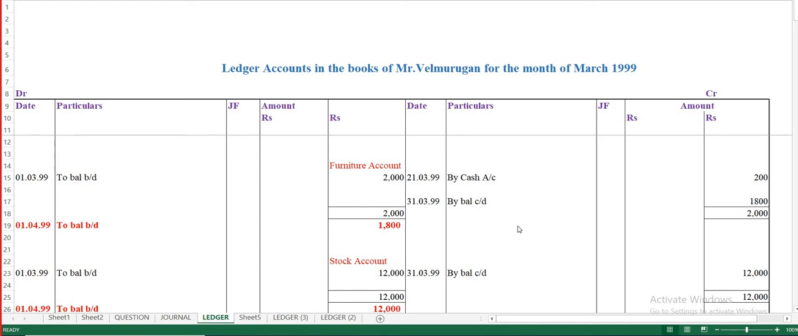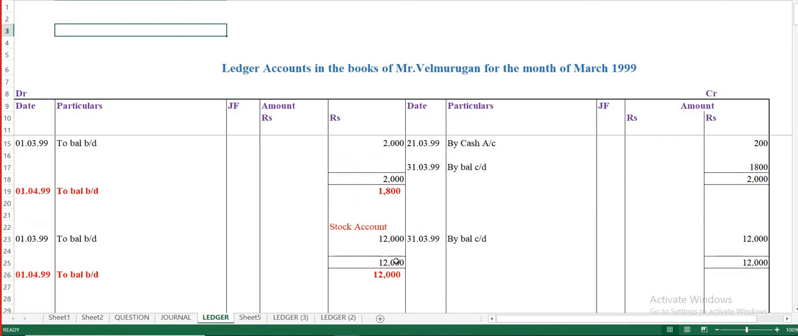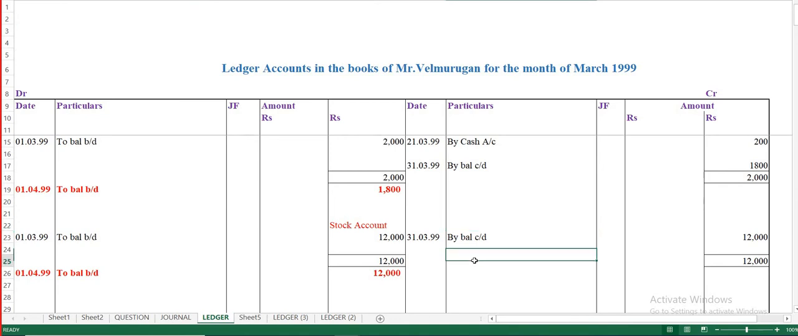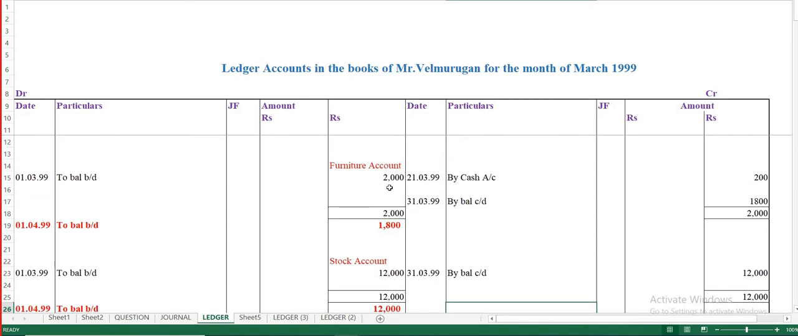Now we are going to prepare the trial balance based upon the ledger accounts which we prepared in the last session. Based upon that, how to prepare a trial balance from that. That is what we are going to discuss in this session. Ledger accounts are already with me, in which we already discussed how to post the entries, how to close the ledger accounts, and how to find out the ledger balances. Already we discussed that in the last session. Now we are going to discuss how to prepare a trial balance.